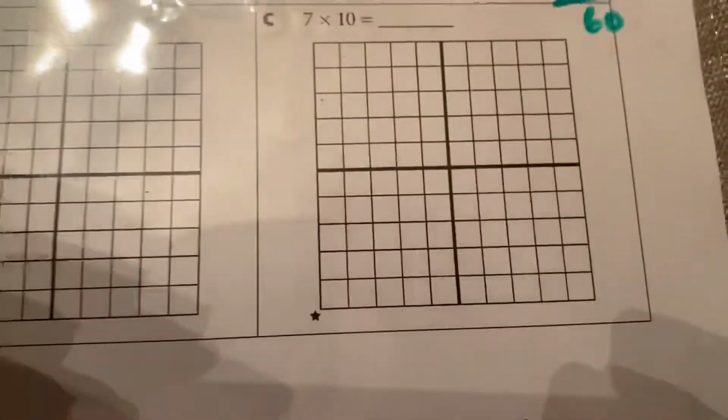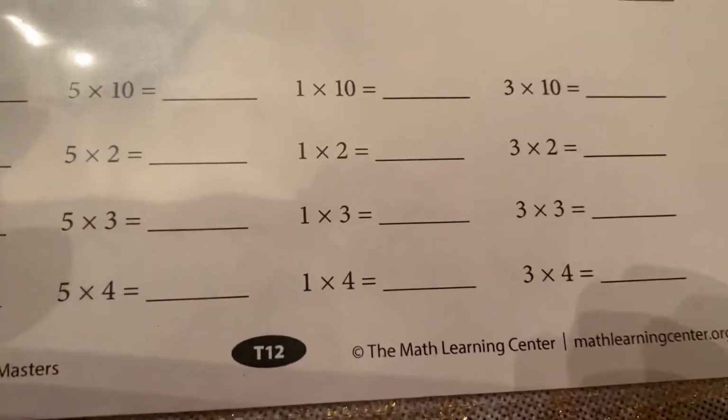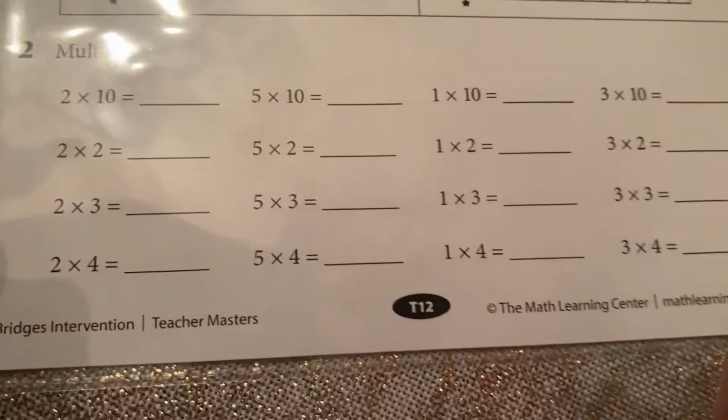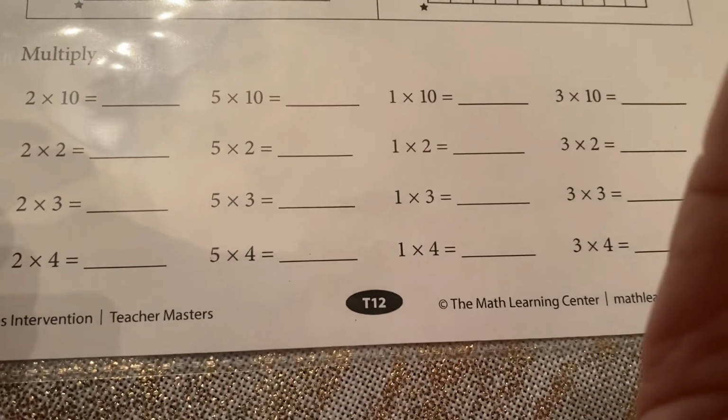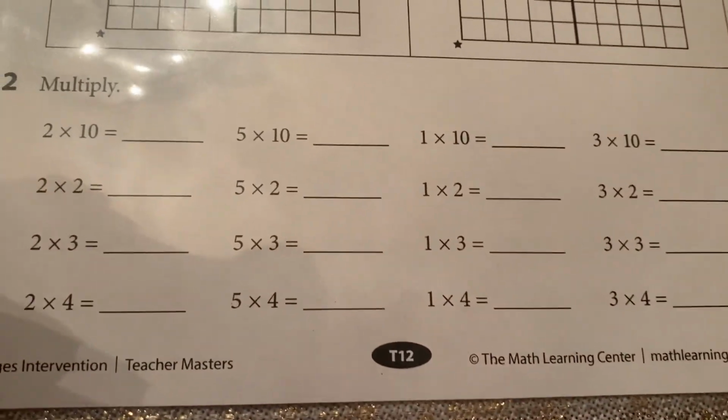So you have B and C to do. And then number 2 is some revision for your multiplication. So I'll talk to you.